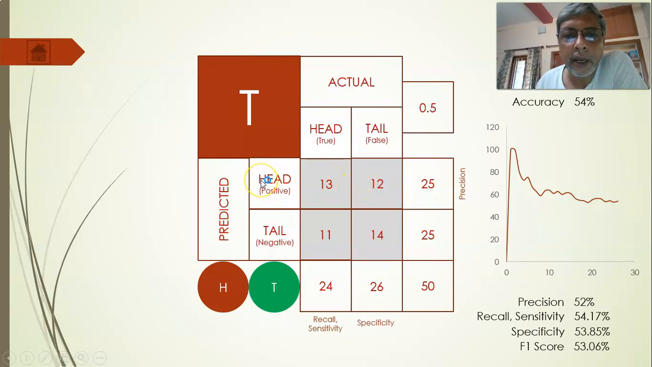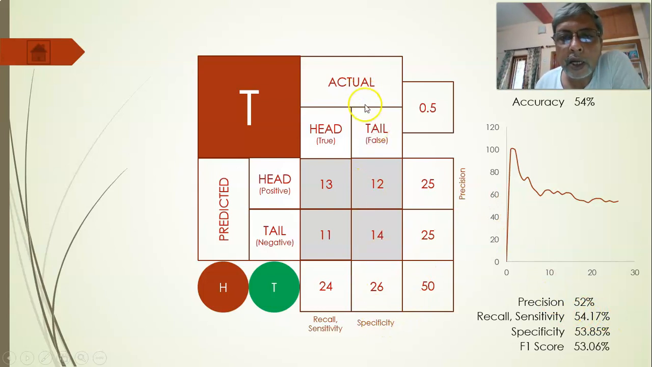When I predicted head, what is the chance that it is true? That's precision, which is 52%. Recall or sensitivity is 13 by 24. When it is actually head, what is the probability that I predicted correctly? So that's 13 by 24, which is 54.17%.